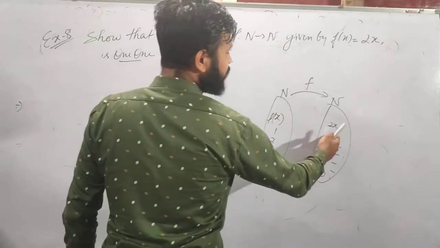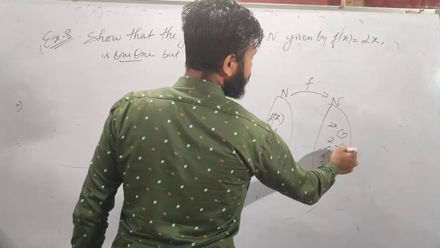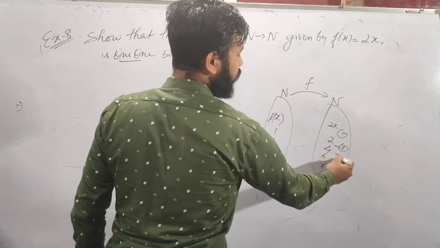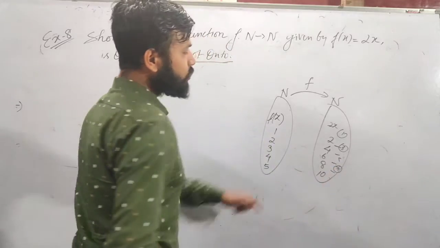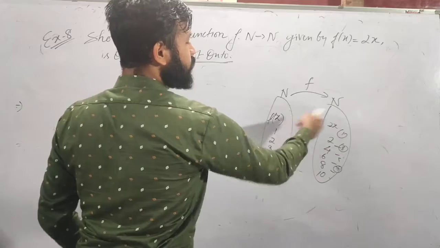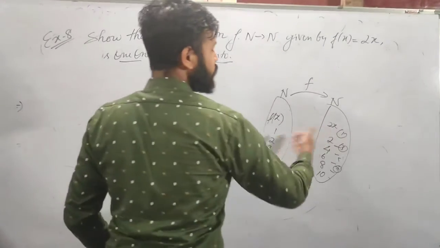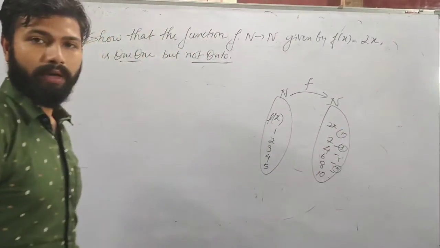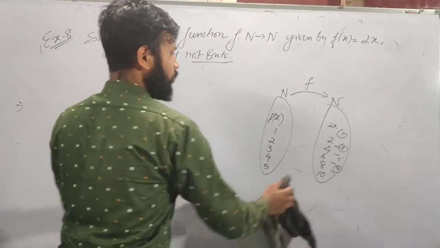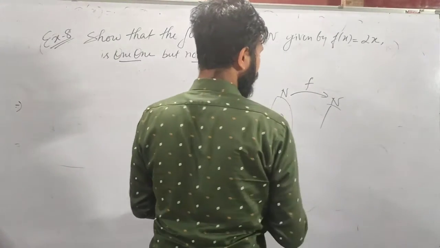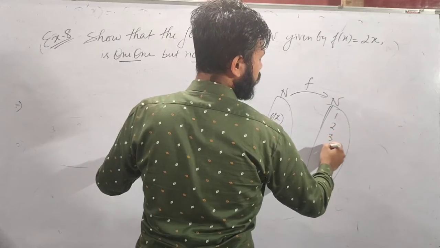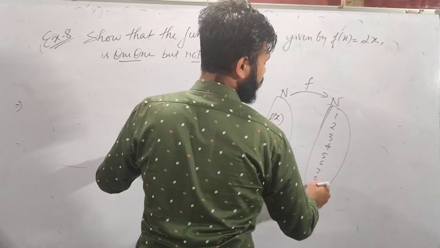all the elements of the codomain should also be occupied. But you can see 1 is there, 3 is there, because natural numbers also include 1, 3, 5, 7. They are also here. But you can see they are not an image of any pre-image, meaning they are not the image of any element of the domain. So we cannot say it is onto because some of the elements are left out. Because we know that natural numbers consist of the series 1, 2, 3, 4, 5, 6, 7, 8 and so on.